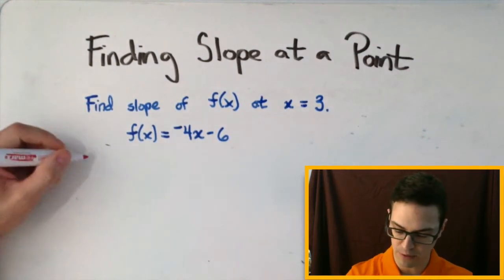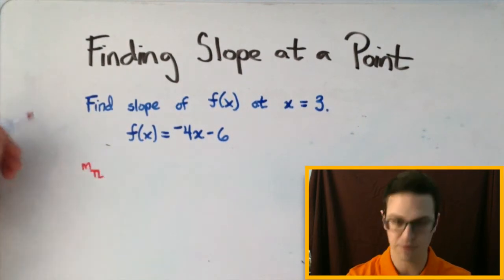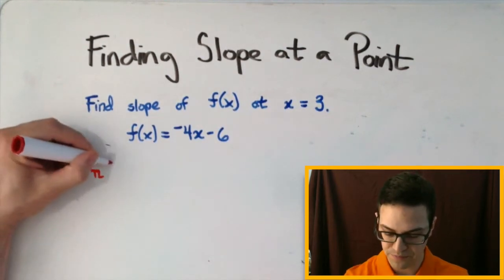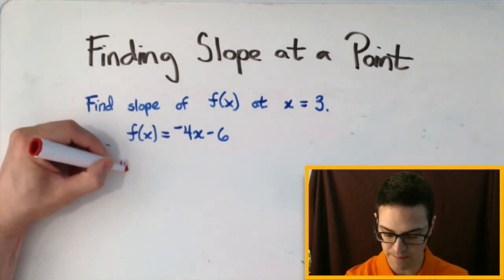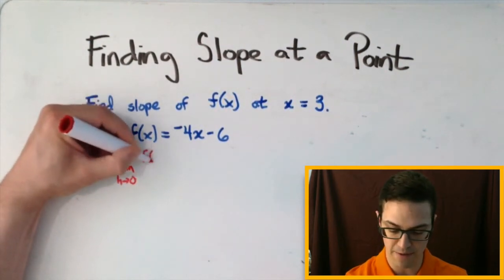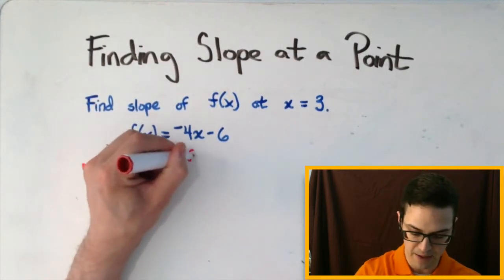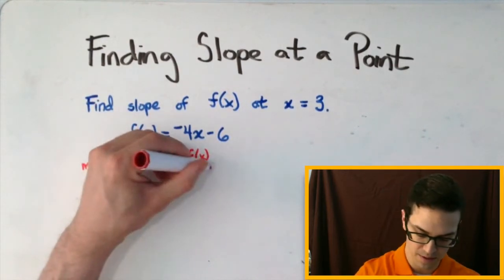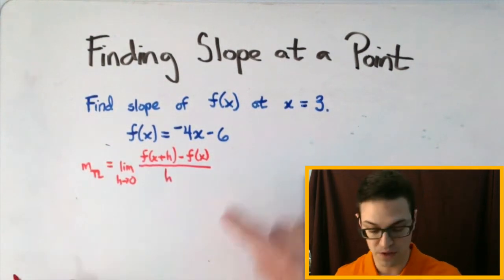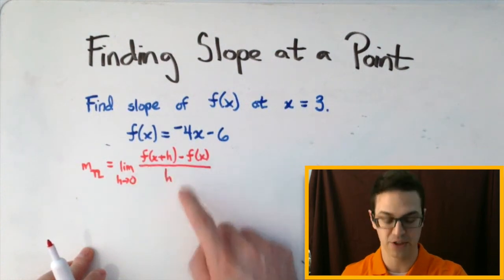So I'm going to write that down. The slope of a tangent line, if you remember, m is the symbol for slope. So the slope of the tangent line is equal to the limit as h goes to 0 of f of x plus h minus f of x all over h. Okay, so from here I'm going to use this f of x right here and plug it in for this f of x plus h and this f of x.